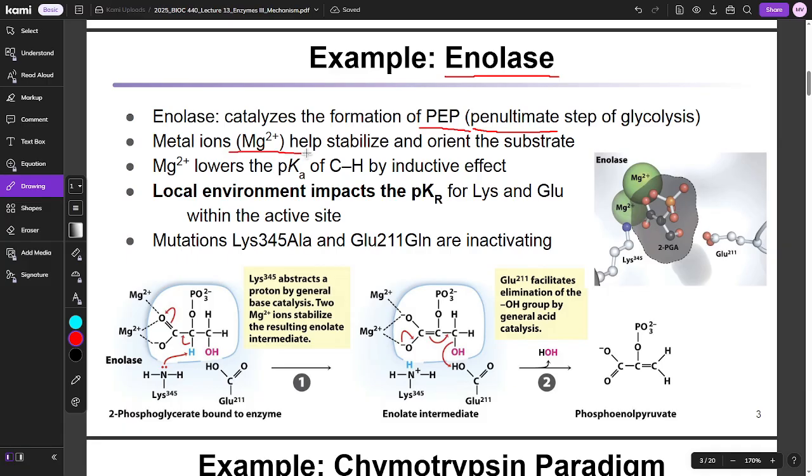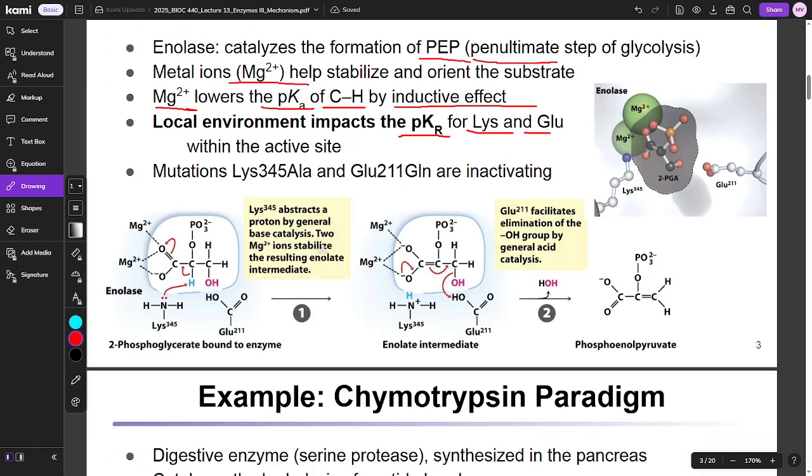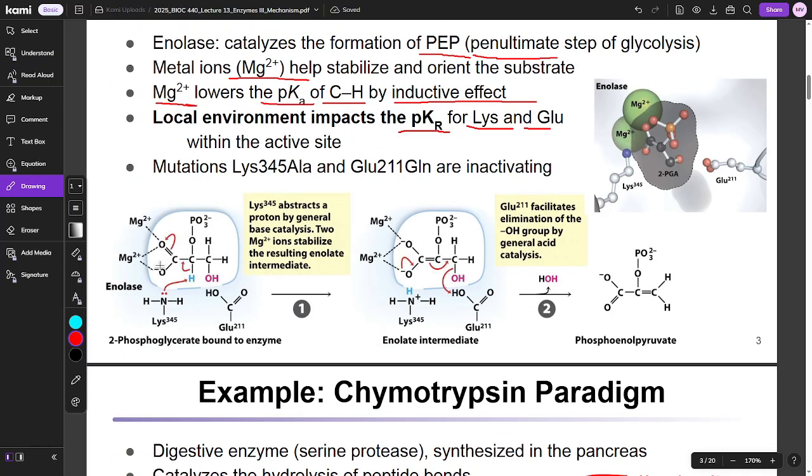So we've got a metal ion to help stabilize, right? So this also lowers the pKa of the CH by inductive effect, right? And a local environment, so it impacts the pKas for lysine and glutamate. So a whole bunch of stuff here. Basically, what they're trying to get you to understand is that these magnesiums will pull on and stabilize the electron density of these oxygens.